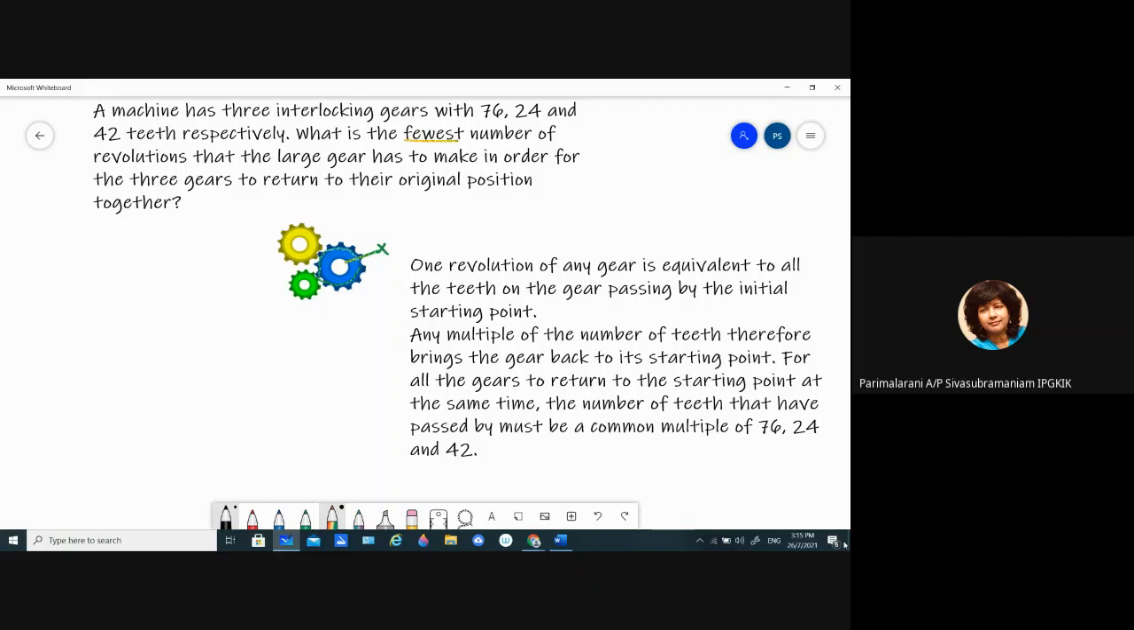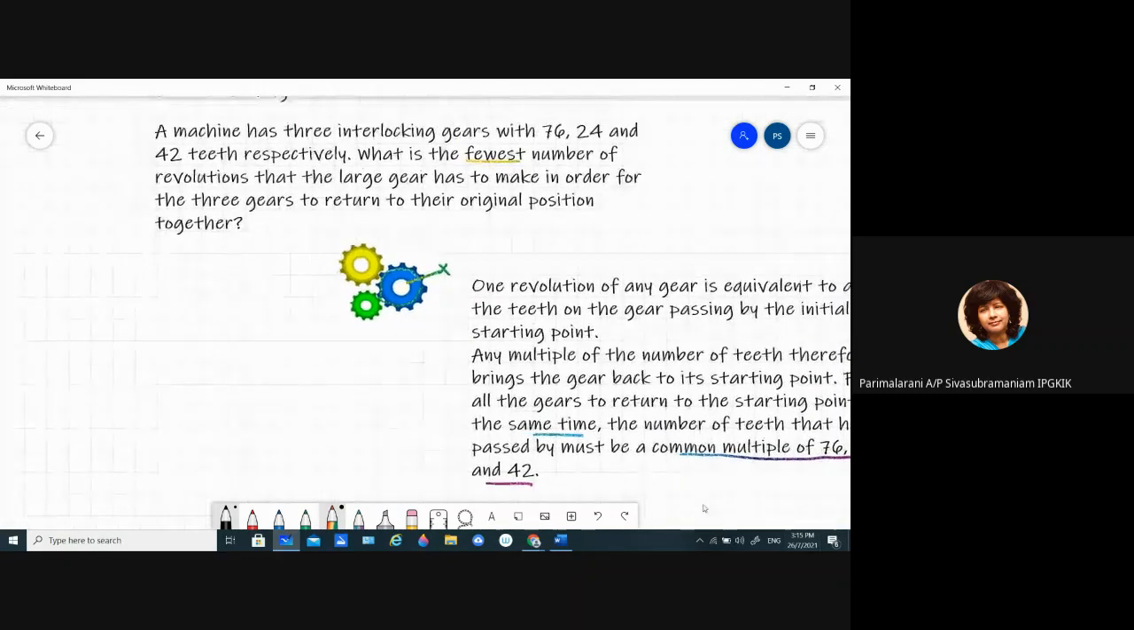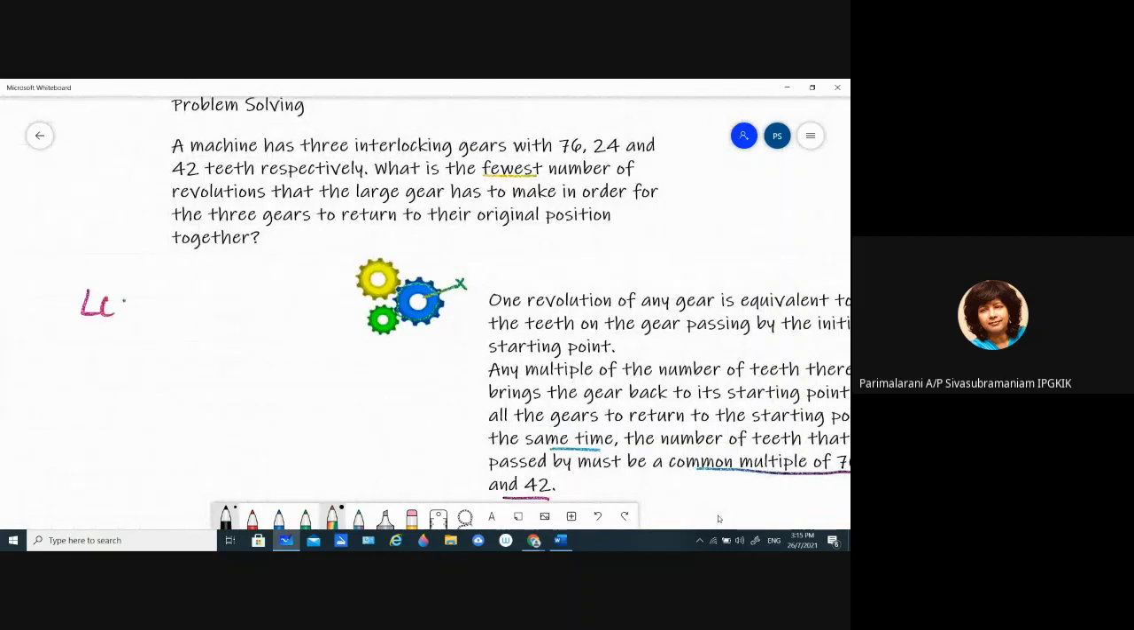For all the gears to return to the starting point at the same time, the number of teeth that have passed by must be a common multiple of 76, 24, and 42. So you need to find the LCM of 76, 24, and 42 to know the fewest number of revolutions that the large gear has to make in order for the 3 gears to return to their original position.